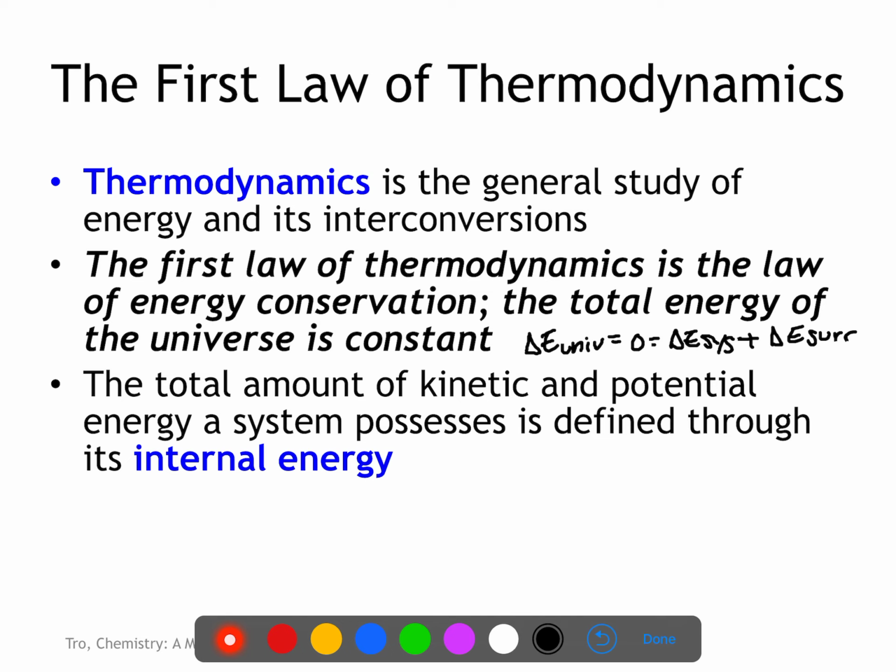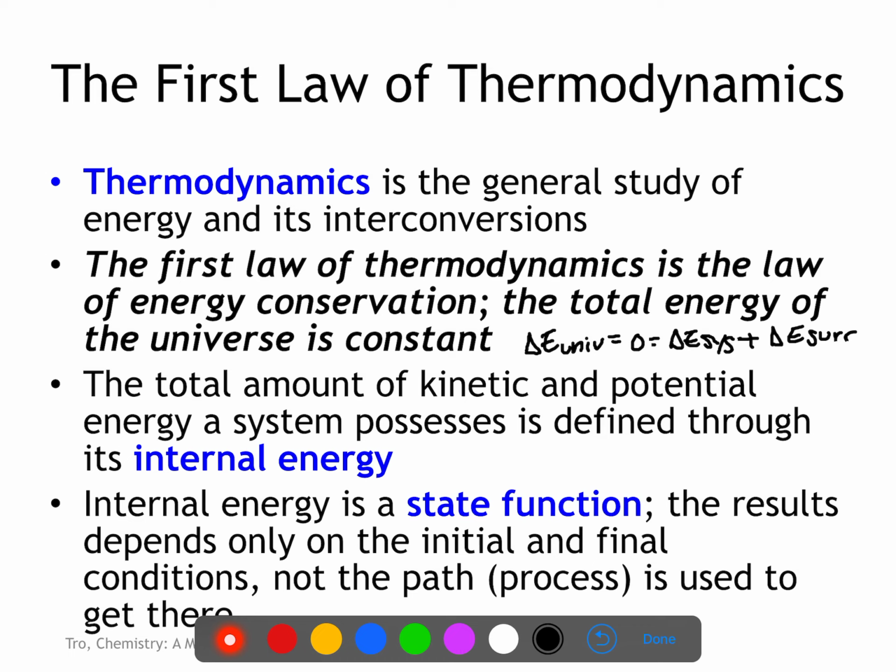Then we define that a little bit deeper. The total amount of kinetic and potential energy a system possesses is therefore defined as its internal energy. So we think of the first law of thermodynamics as internal energy. This internal energy is a state function, which means that it doesn't depend on however it took to get there. It depends on the final and initial states only. So internal energy is a state function, super important. The results depend only on the initial and final conditions, not the path the process used to get there.